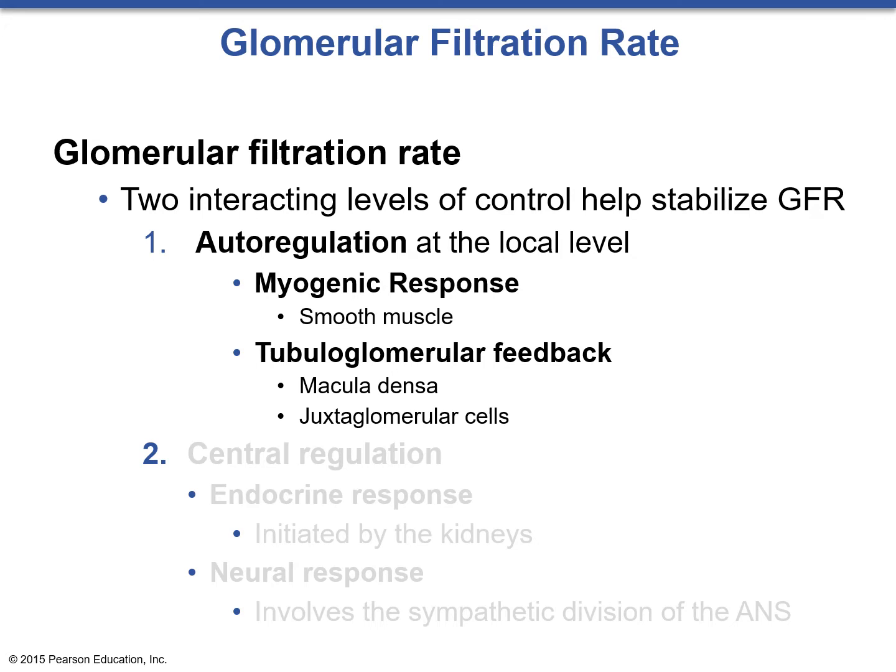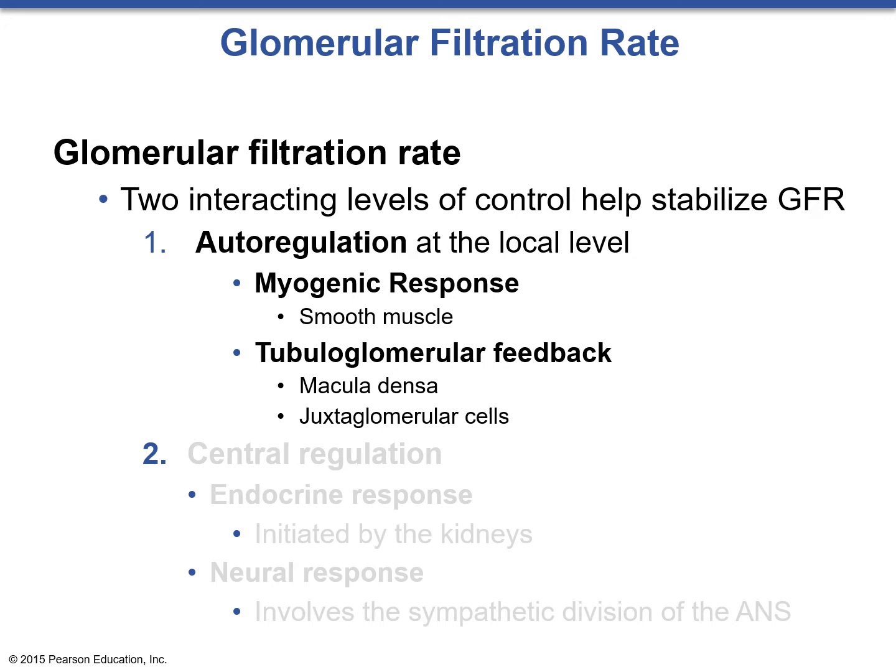Now, when looking at the regulation of the glomerular filtration rate, we have two interacting levels that help to stabilize it. One, which is autoregulatory at the local level, and a second, which is going to be a central regulation with regards to the central nervous system and the rest of the body. We'll start with the autoregulatory level. Autoregulation at the local level happens with two major mechanisms: the myogenic response and tubuloglomerular feedback.